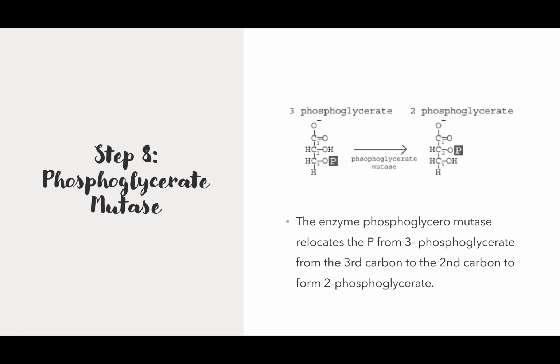For step 8, phosphoglycerate mutase will mutate the molecule, it will change the molecule. What it does is essentially change the position of the phosphate group from the 3rd carbon to the 2nd carbon, changing 3-phosphoglycerate to 2-phosphoglycerate. That's all it does. Really, really simple reaction, right? We just change which carbon the phosphate group is on. All right.